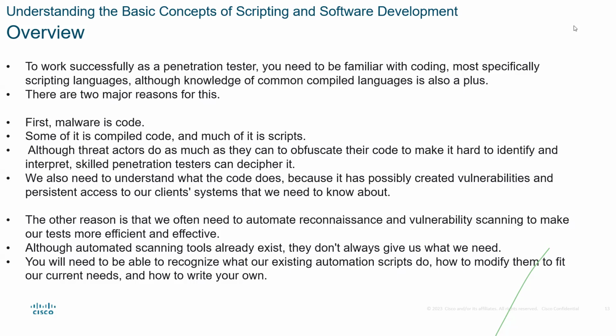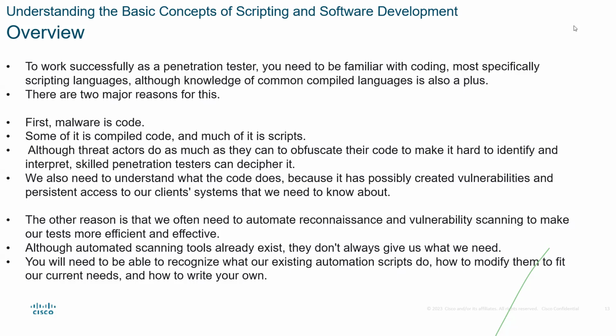Whatever it does, we need to understand what it does, because the code is actually an instruction given for a particular response to be gotten, right? So once you see a code, you can tell this guy is trying to get, to put, to pull, as the case may be. If somebody creates the code, understanding what the code does helps you identify what it is targeting. So we also need to understand what the code does because it has possibly created weaknesses or vulnerabilities and perhaps even persistent access to our client system that we will need to know about.